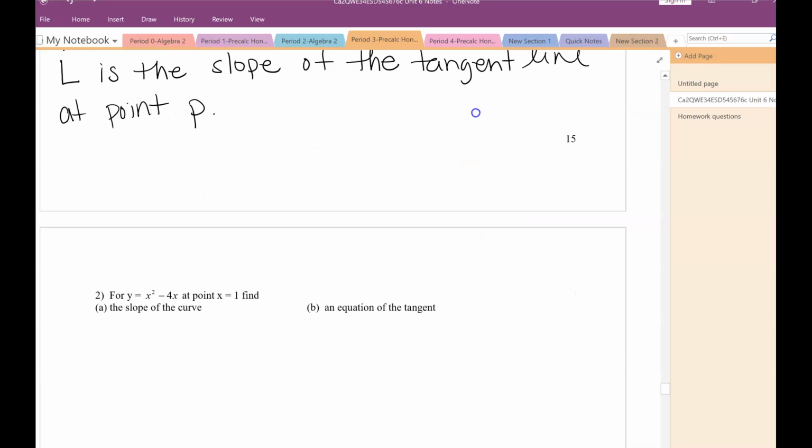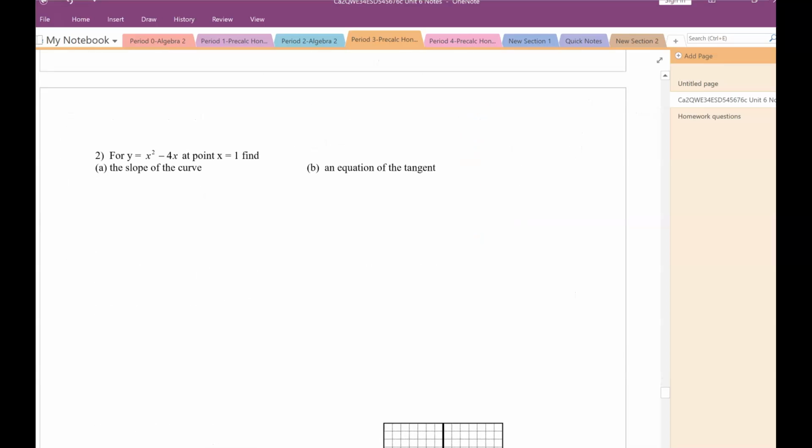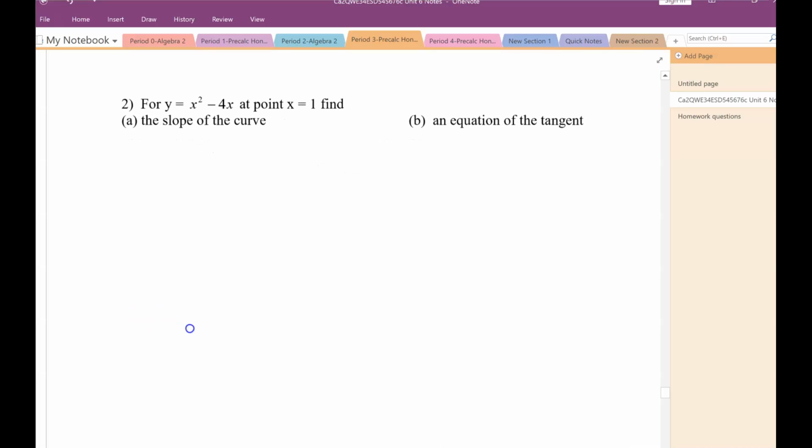All right, so let's practice on example 2. Is that difficult? Yes. Okay. Well, the concept, it's because it's so new. It gets harder.